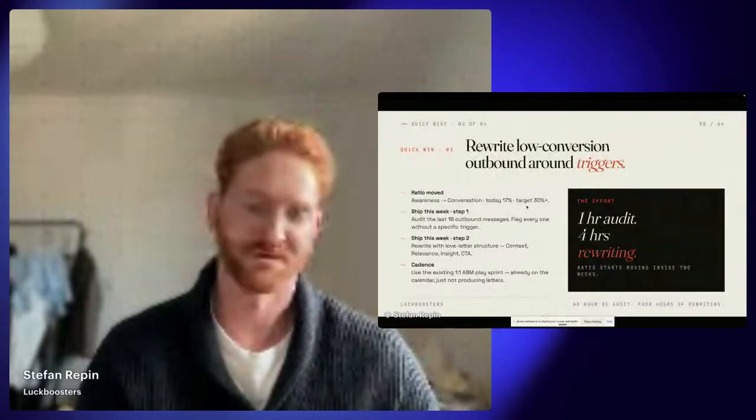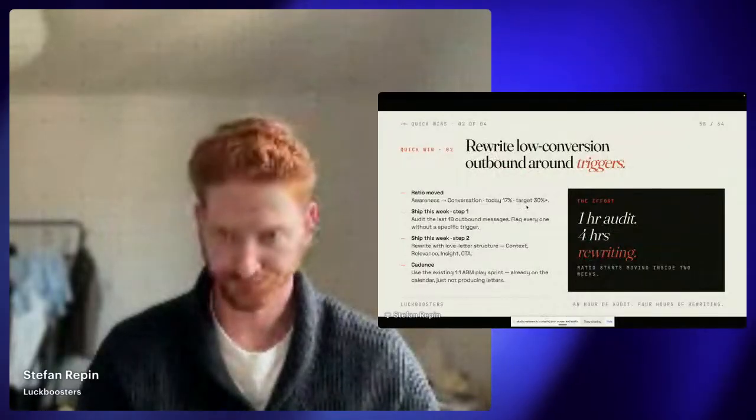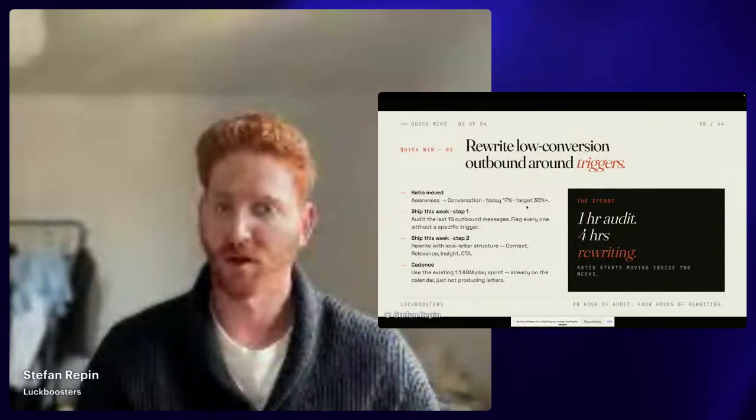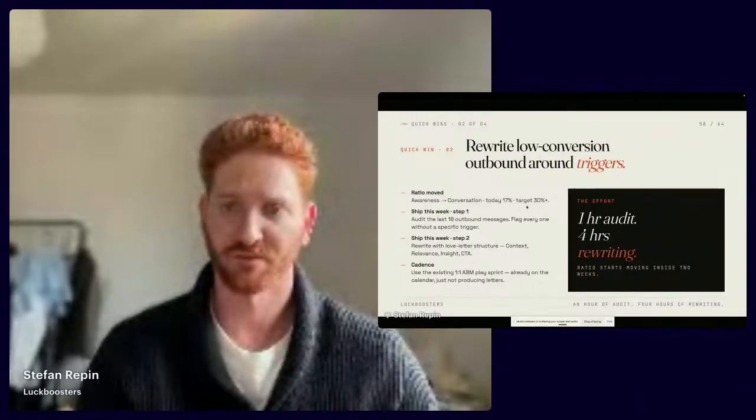Rewrite the local version of outbound around triggers. Audit them as often as possible. We discussed this in the previous slide.